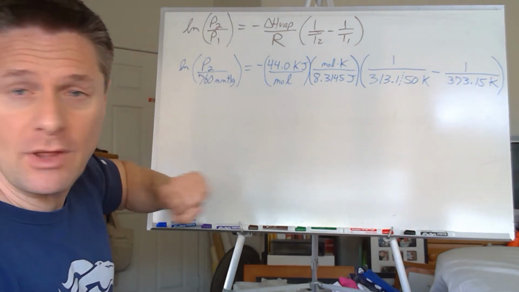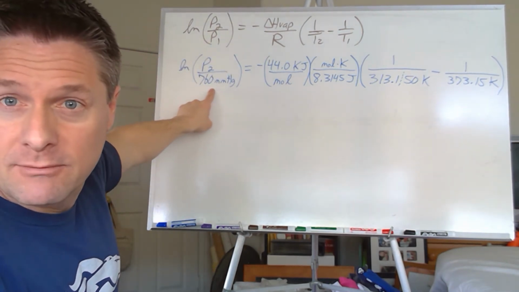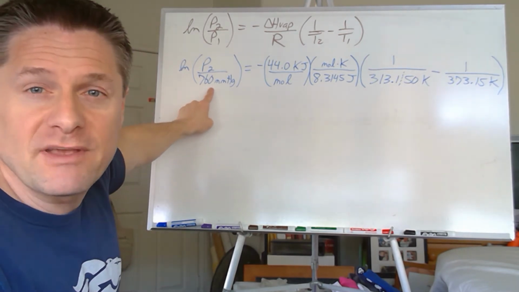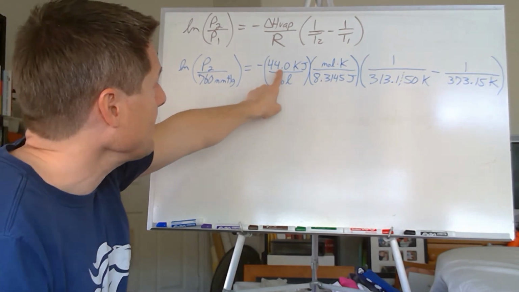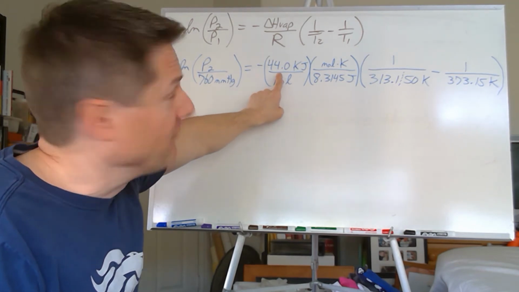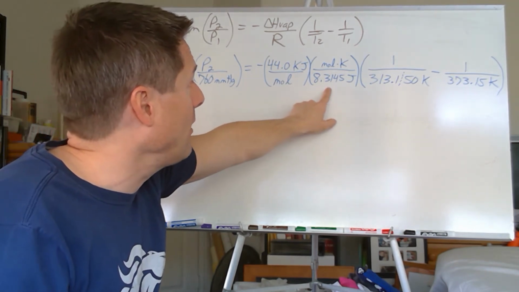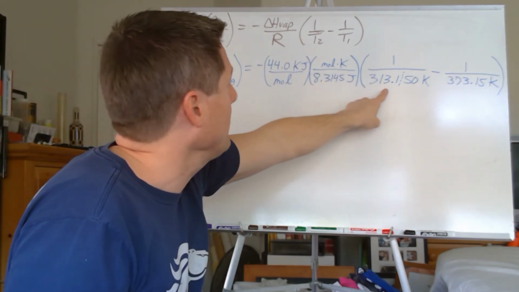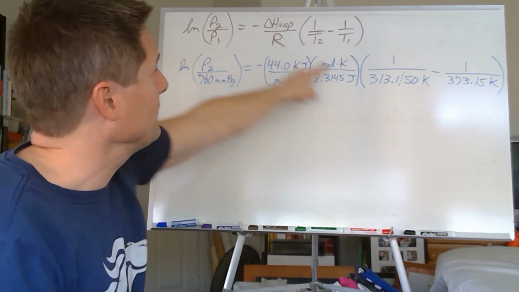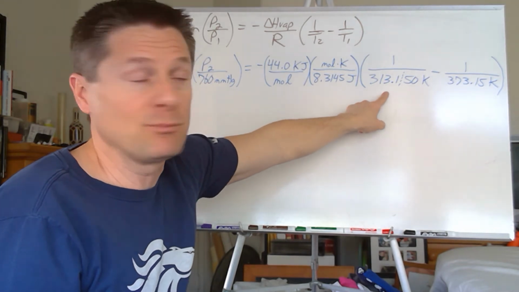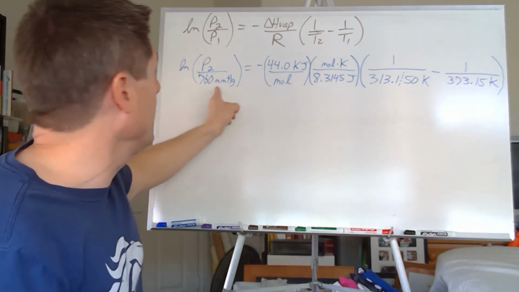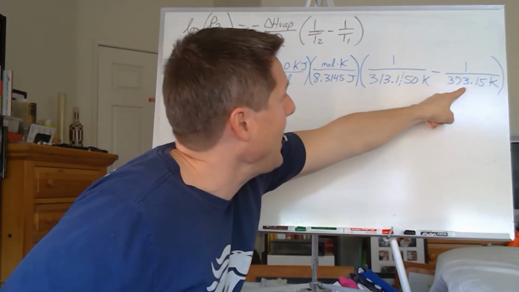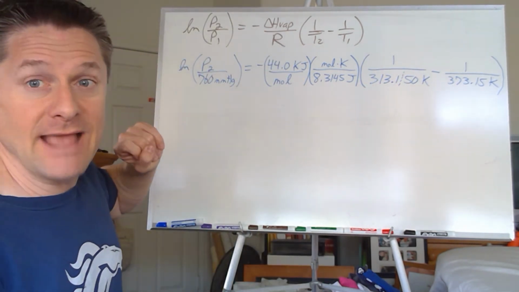So P2 we're solving for. P1, right, that was our reference state of the normal boiling point of water. So 1 atmosphere or 760 millimeters mercury. That was the delta H vaporization provided, right? That's R. T2, right? No, that's what we're solving for, right? So that was the 40.0 degrees Celsius converted to Kelvin. And then T1 was the normal boiling point of water, so this is considered exact. And that's considered exact.